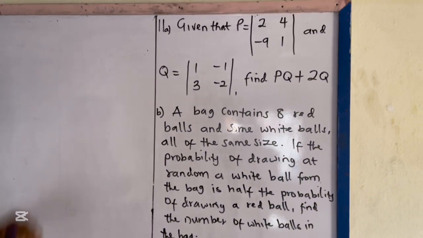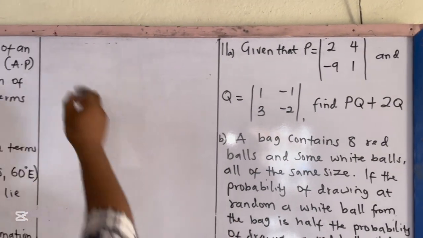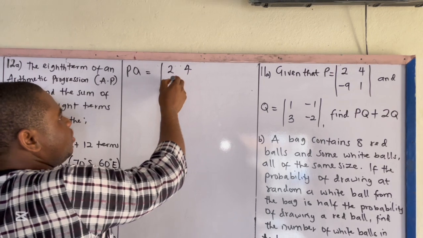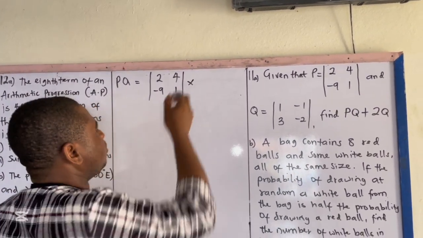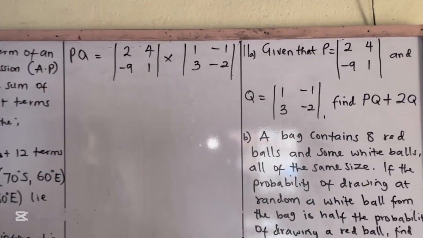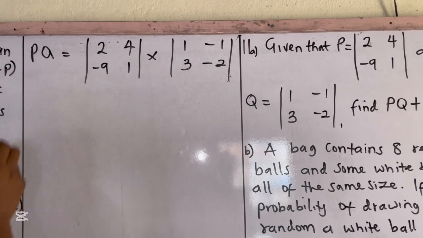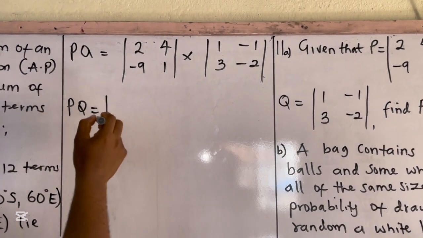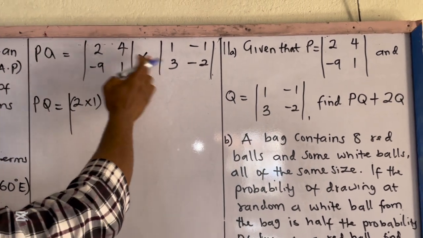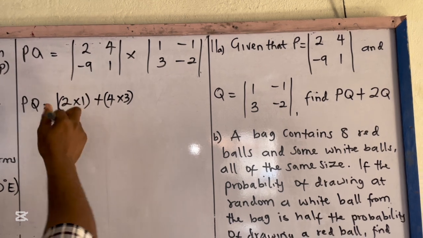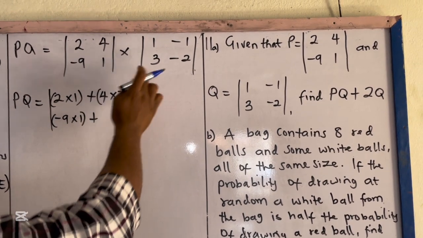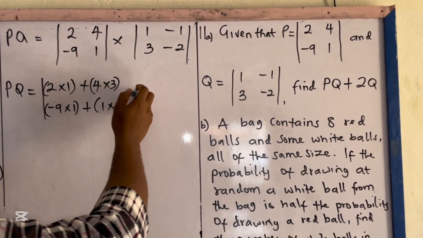So now the next one, we are going to find PQ. So from the question we have that P is 2, 4, minus 9, 1 times the Q, which is 1 minus 1, 3 minus 2. So we're going to multiply P by Q. So for PQ, we have 2 times 1 plus 4 times 3. Also we have minus 9 times 1 plus we also have 1 times 3.